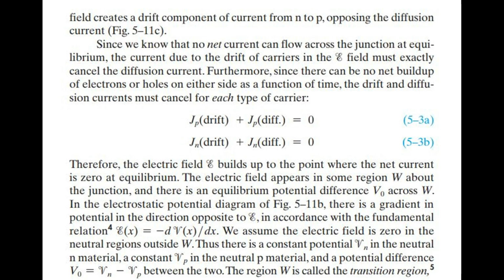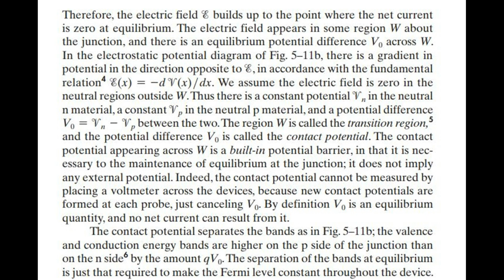The electric field appears in some region W about the junction, and there is an equilibrium potential difference V0 across W. In the electrostatic potential diagram of Fig. 5-11b, there is a gradient in potential in the direction opposite to the field. In accordance with the fundamental relation, we assume the electric field is zero in the neutral regions outside W. Thus there is a constant potential in the neutral N material, a constant potential in the neutral P material, and a potential difference between the two. The region W is called the transition region, and the potential difference V0 is called the contact potential.